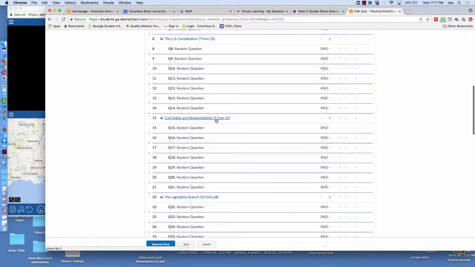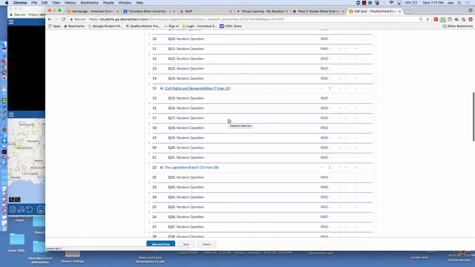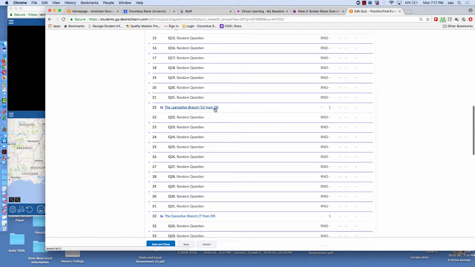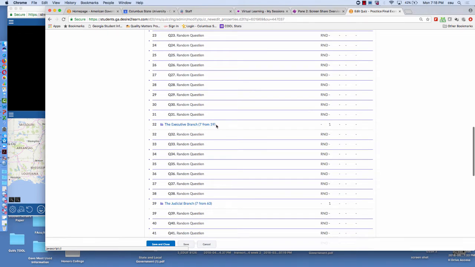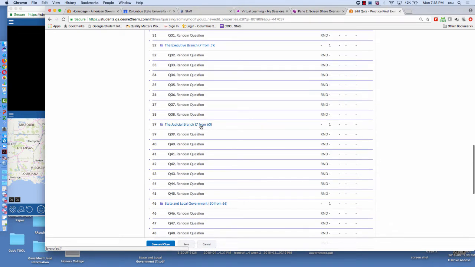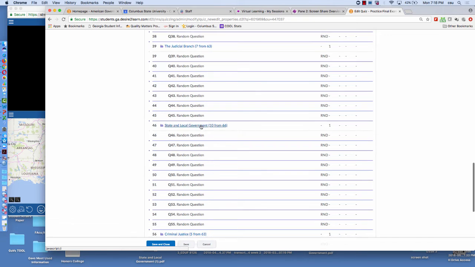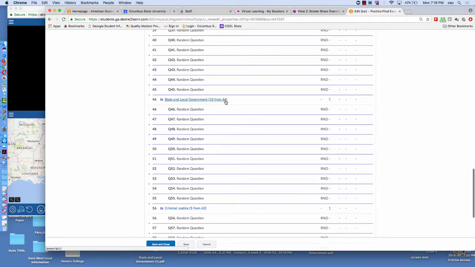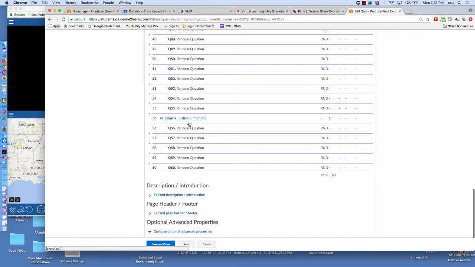In the Civil Rights and Responsibilities, there's going to be 7 questions that appear, but it's going to pull from a bank of 51 questions. Okay? Legislative Branch has a bank of 28 questions, but only 10 will appear. In the Executive Branch, there's 59 questions related to the Executive Branch, but on your test, when you take it, it'll only pull 7 of those questions. Judicial Branch, 7 out of 63. The State and Local Government test is 10 out of 66. And then the Criminal Justice will have 5 out of 63.